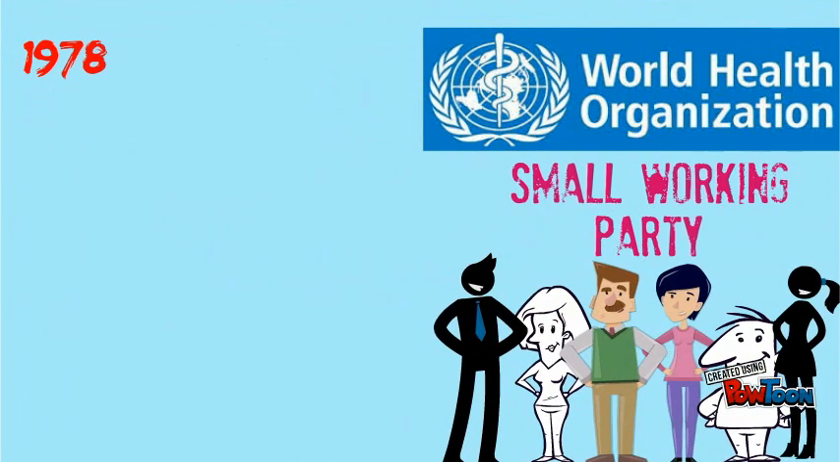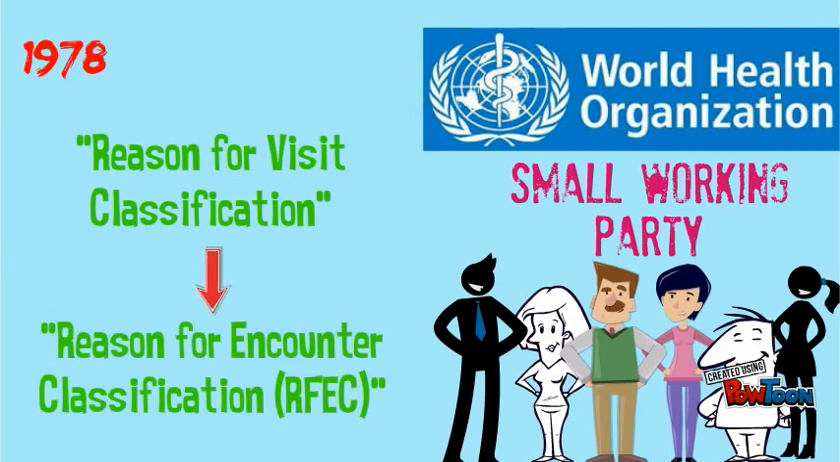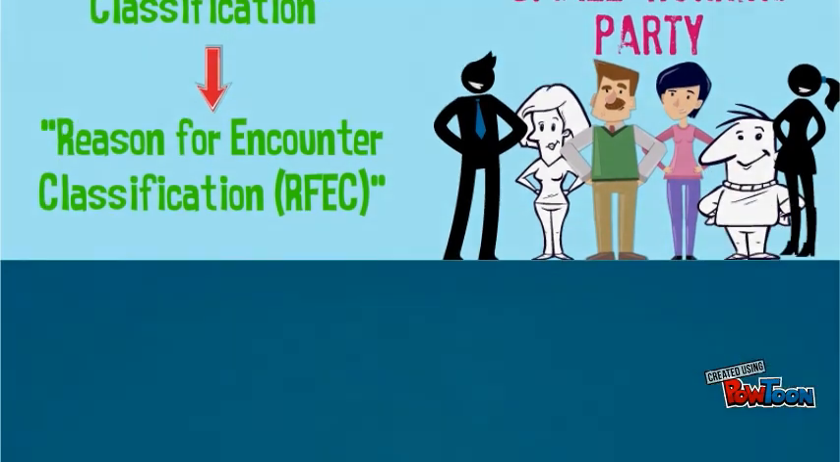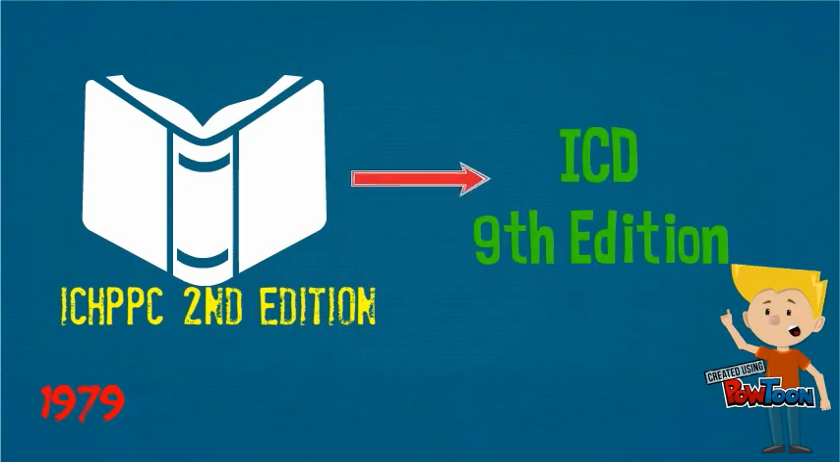A small working party was formed under the auspice of the World Health Organization to develop the reason for visit classification. Over the years of work, the party developed the reason for encounter classification. The second edition of the ICHPPC was published in 1979, which is related to the ninth revision of ICD.